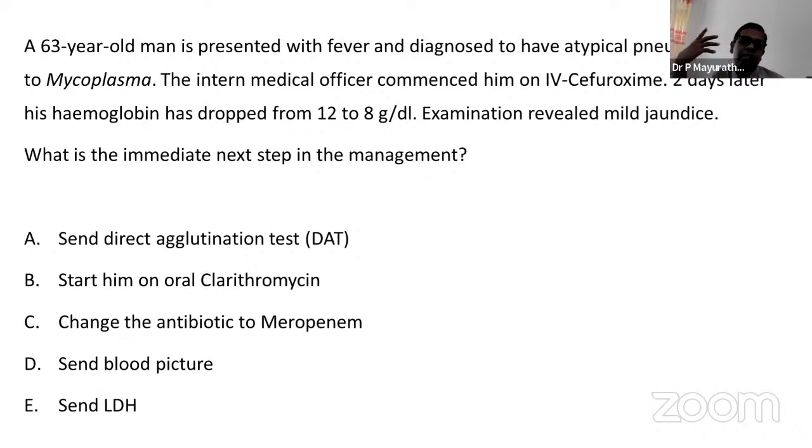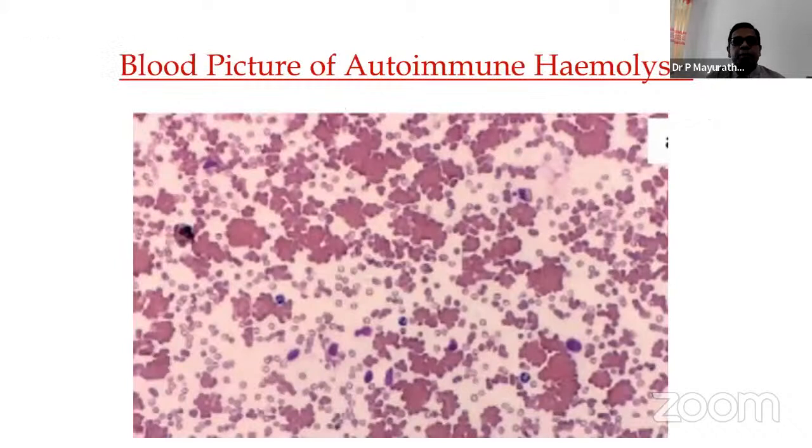The question is, what is the immediate next step in the management? So the first step is going to be starting him on oral clarithromycin and sending all other investigations, especially the Coombs test, blood picture, and LDH, which can be sent immediately after starting clarithromycin, because we have to stop the hemolysis. So first of all, you start the clarithromycin and send the investigations, because that is going to be the very important next step in the management.